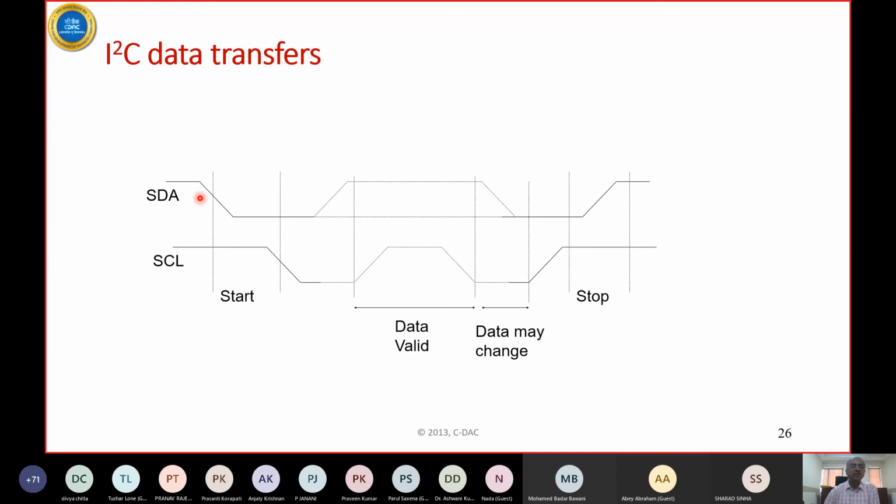So the start condition is: clock is high, but the data line goes low. Data is valid when the clock is high, so when can data change? Data can change when the clock line goes low. At that time it can change. When the clock is high, data has to be stable. When the clock is low, data can change.